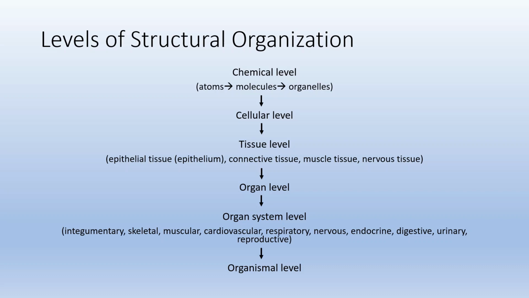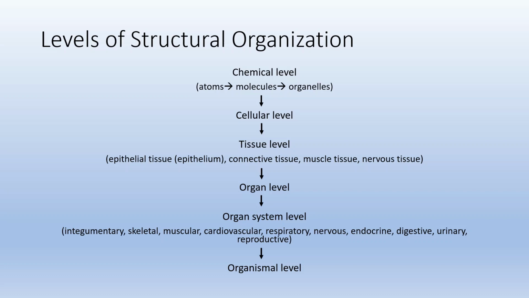An organelle is a little organ, and many different organelles come together to create the next level, which is the cellular level. An organelle is a little organ that allows the cell to carry out its functions and continue living. The cellular level is important because that is the smallest functional unit of the human body. It's able to carry on life without anything else around it.